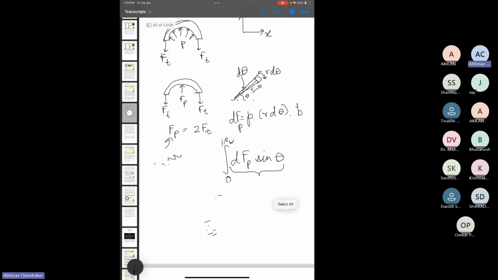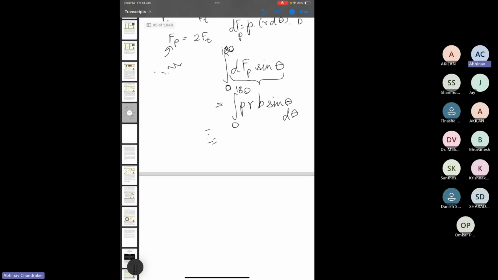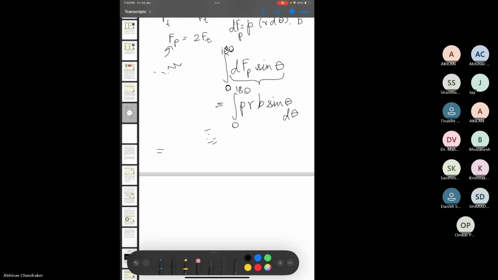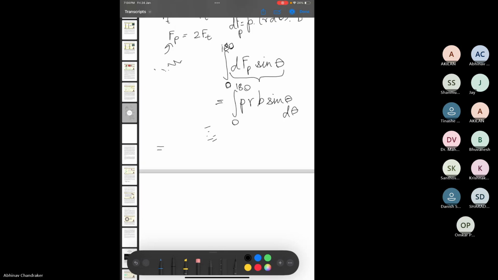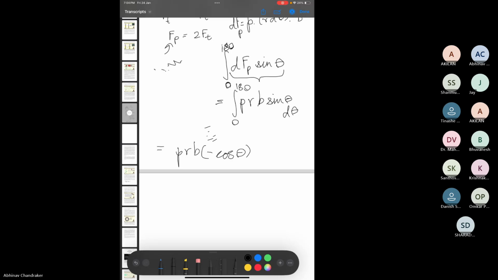Okay, so let's continue. We were doing integration from 0 degrees to 180 degrees. So this will be equal to P into small r into B into sine theta d theta from 0 to 180 degrees. And this will be equal to PRB into integration of sine theta, which will be minus of cos theta, from 0 to 180 degrees.